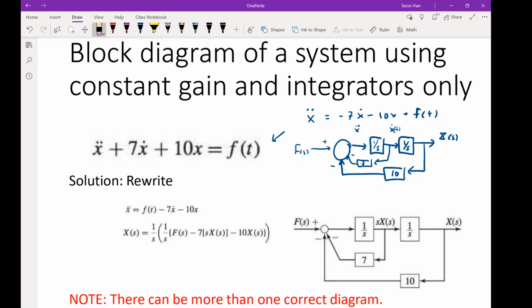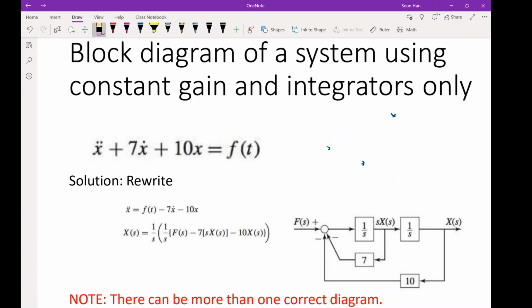Let me get rid of the redundant picture. Did you notice it's just right there? Let me write it in. This is x dot in the time domain. This is x double dot in the time domain, or s squared times x of s. And here, this is x. This is 10 times x.